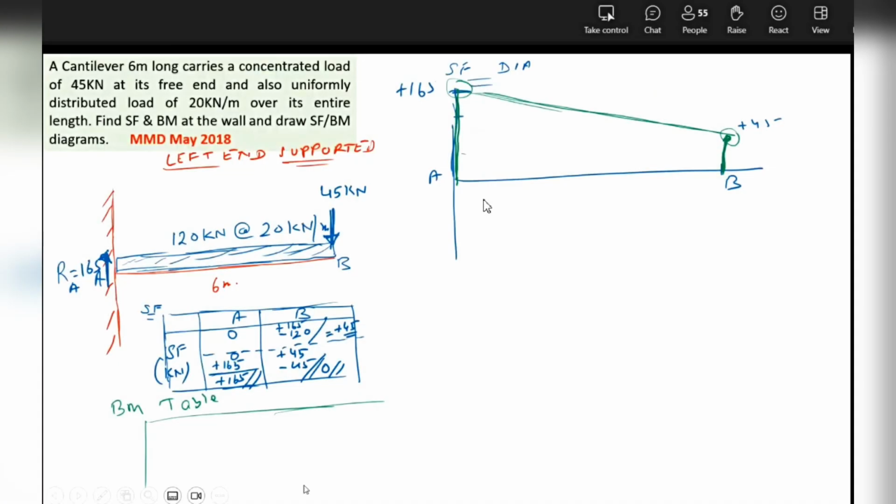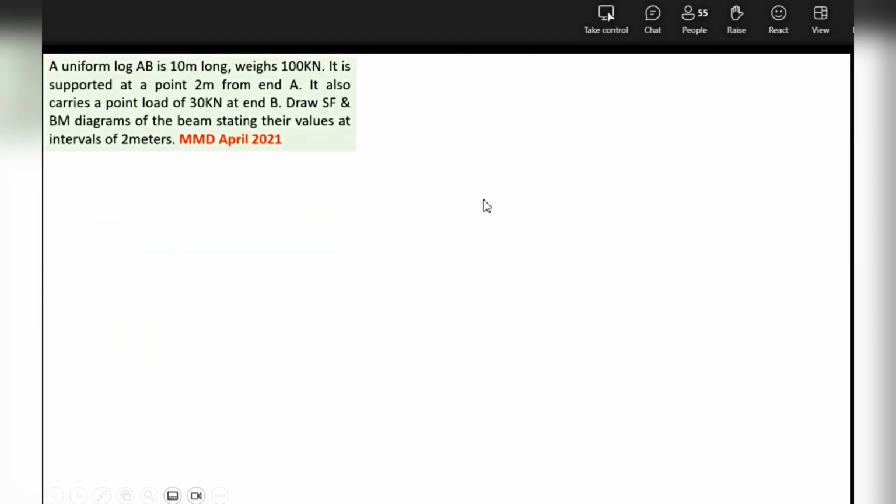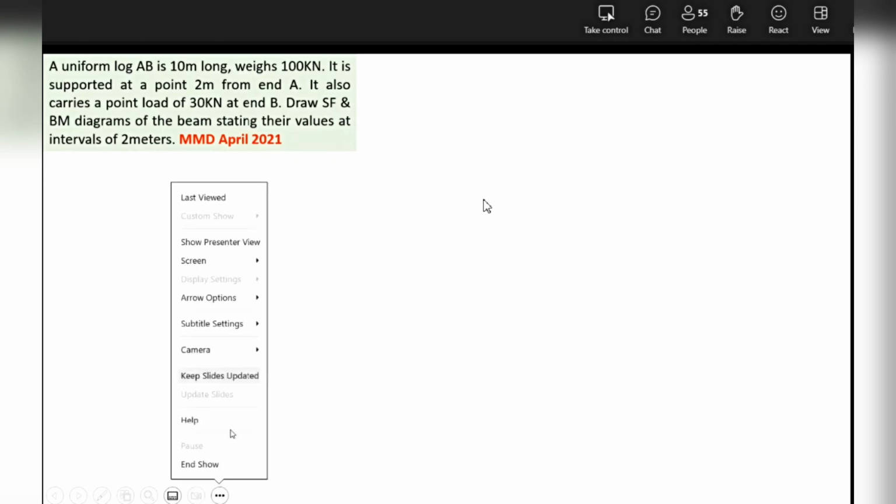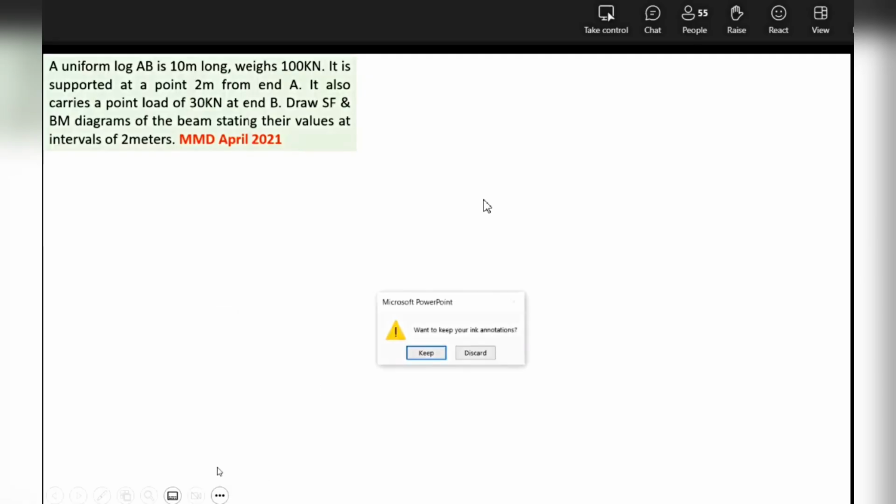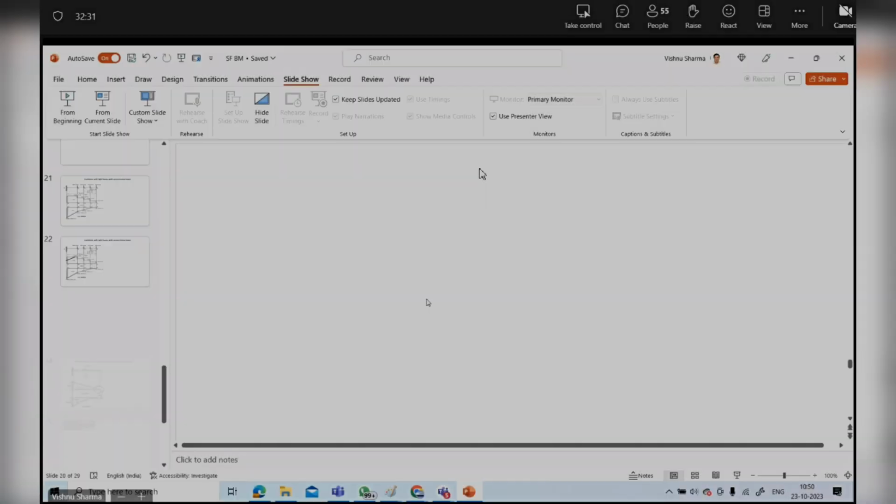So now is where the care is required, right? What happened to it? Okay, it started taking my voice. Okay, no, how do I disable it? Let me end the show and come back to it. Okay.